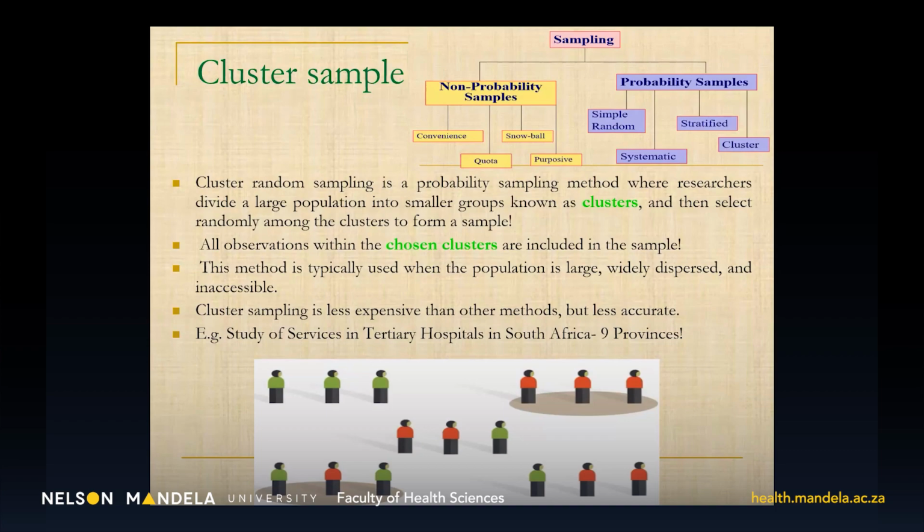And I just noted here for you that this method is typically used when the population is large, widely dispersed and inaccessible. Think about all the 9 provinces, and we are sitting right at the corner of the country in Gqeberha, and we're wanting to understand how services are rendered in tertiary hospitals right across the country.